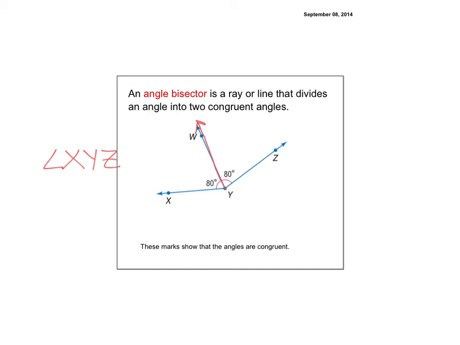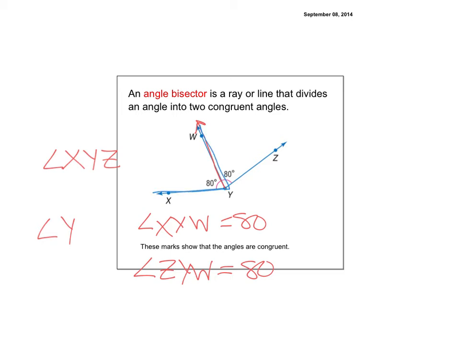So that means that angle XYW is equal to 80 degrees, and angle ZYW is equal to 80 degrees. Now again, this is an important place that we are using those three letters to name our angle. If we just name angle Y, there are three different angles we could be talking about here. We could be talking about this angle, that has a vertex at Y. We could be talking about this angle, that has a vertex at Y. Or we could be talking about the whole angle, that also has a vertex at Y. So that's why it's really important that we're using three letters to name our angles so that we can differentiate between them.